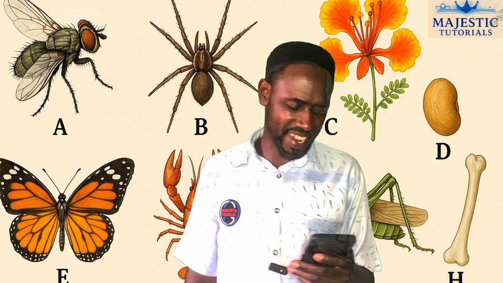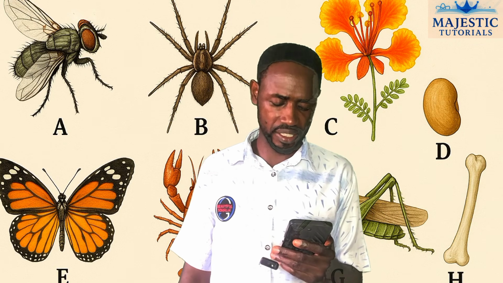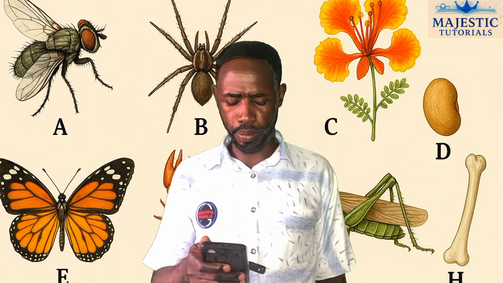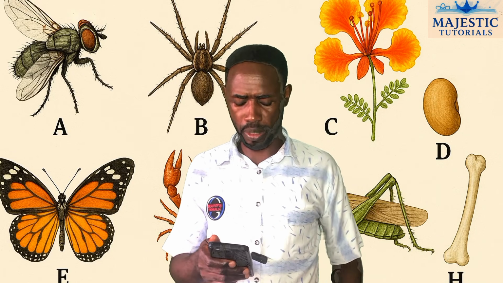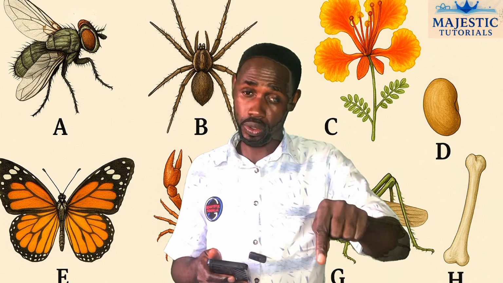Now we look at the adaptive features: strong hind legs for leaping, camouflage coloration, that is color blending. Green grasshopper in green grass, we mostly find it that way. A green grasshopper in green grass, so you cannot notice it is present. Then it has also strong mandibles for chewing. These are the adaptive features narrowed down to grasshopper.